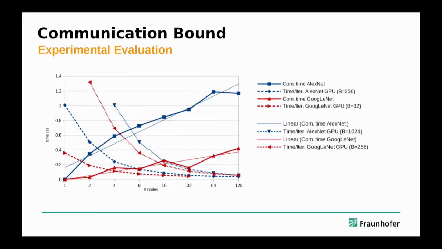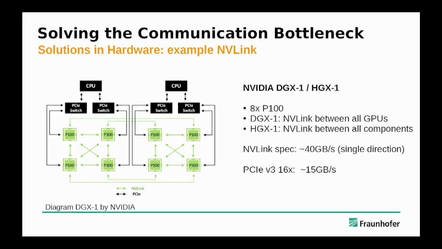How bad this is, you can see on this slide. The solid lines are the time you need to communicate the model, and the dotted lines are the time you need to compute the model on the single worker nodes, and as soon as these lines cross, you're screwed and all of your expensive hardware is just waiting for data. So this doesn't scale very well.